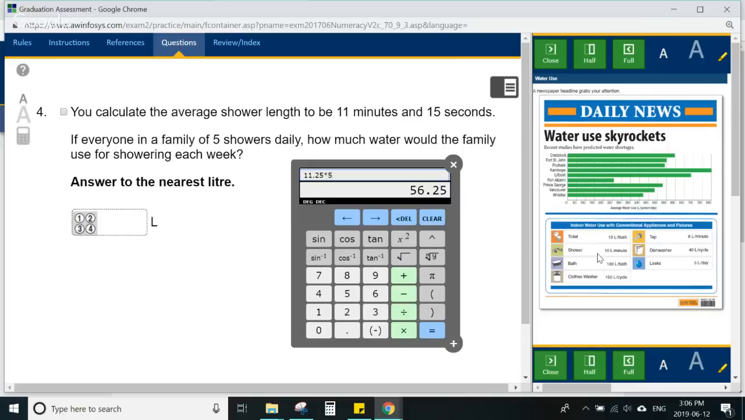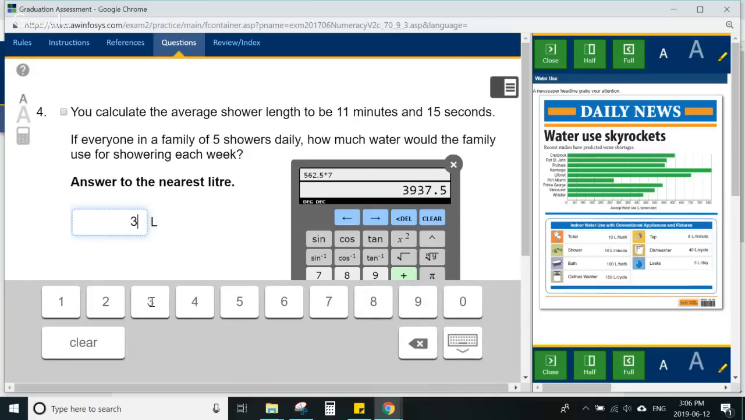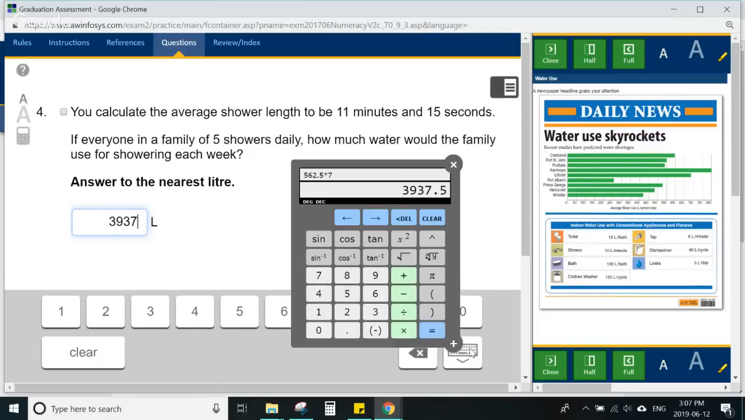Now, we said that each shower had 10 liters of water use per minute, so we're going to multiply that value by 10. Okay, and now we have in here each week. So we have the daily amount of water use, which is 562 liters. Now we want to multiply that by 7 because there's 7 days in a week. And we get 3,937.5. And in this case, there are 2 correct answers when we go to type this in. 3,937 or 3,938 will both be marked correct.